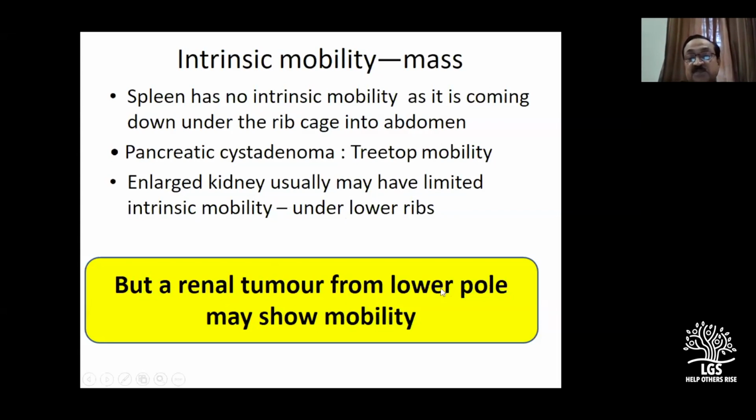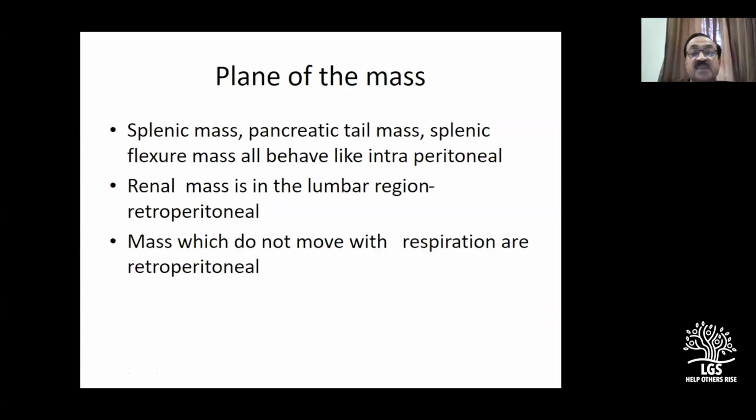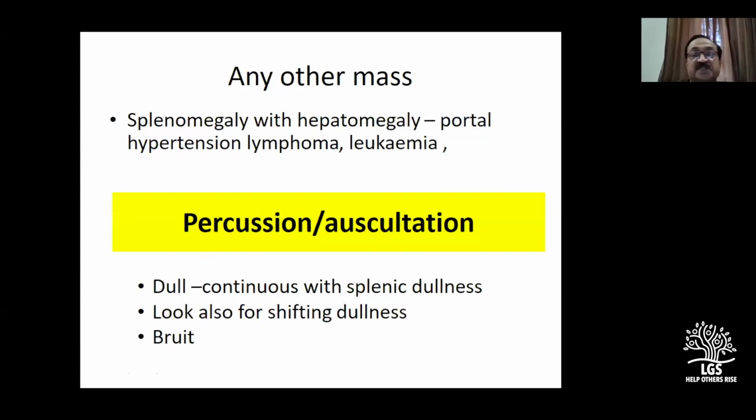But as I mentioned to you, every rule or every law has got an exception. A renal tumor arising from the lower pole of the kidney may show some amount of mobility. Plane: I don't think you have to do the knee elbow test again here. If a splenic mass moves with respiration, straight away you know that it's intraperitoneal. You have felt the renal mass in the lumbar region, and masses which do not move with respiration are usually retroperitoneal masses, right? So it's very easy to decide the plane of the swelling in these patients.